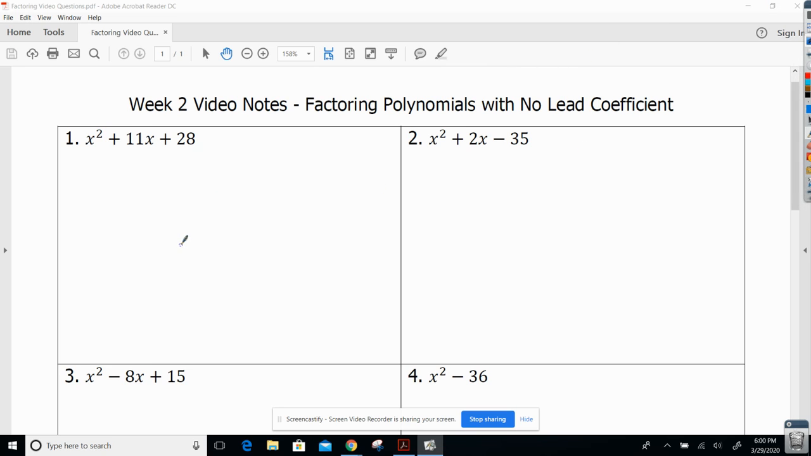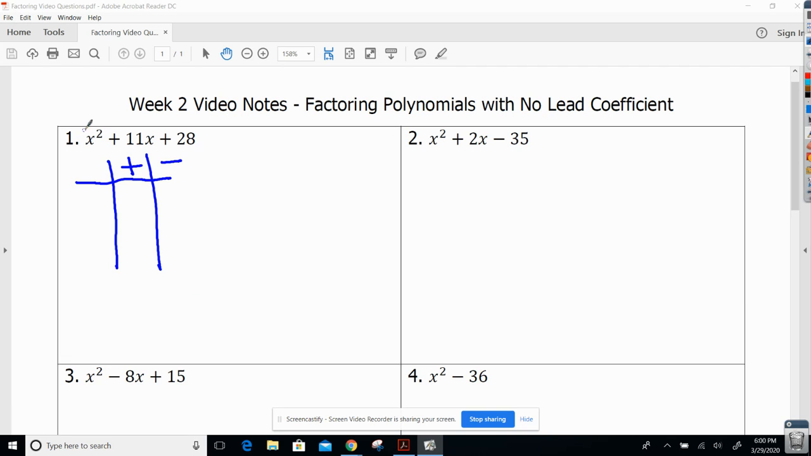All right, guys. Today we're gonna review how to factor trinomials with no lead coefficient. Okay, so if you think back, trinomial means three terms: one, two, three, and no lead coefficient means there's no number in front of your x squared. Okay, so the first thing you want to do when you factor a trinomial with no lead coefficient is create your chart. All right, so we want three columns, we want a plus, and we want a minus.